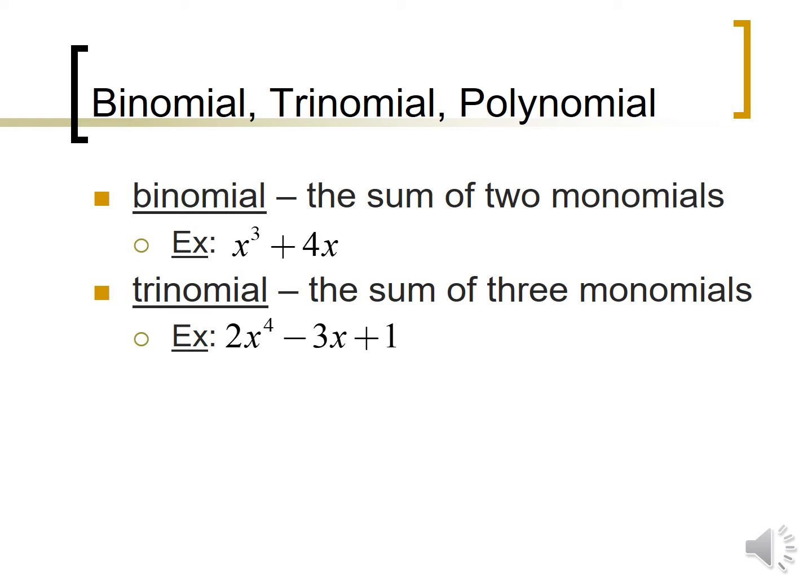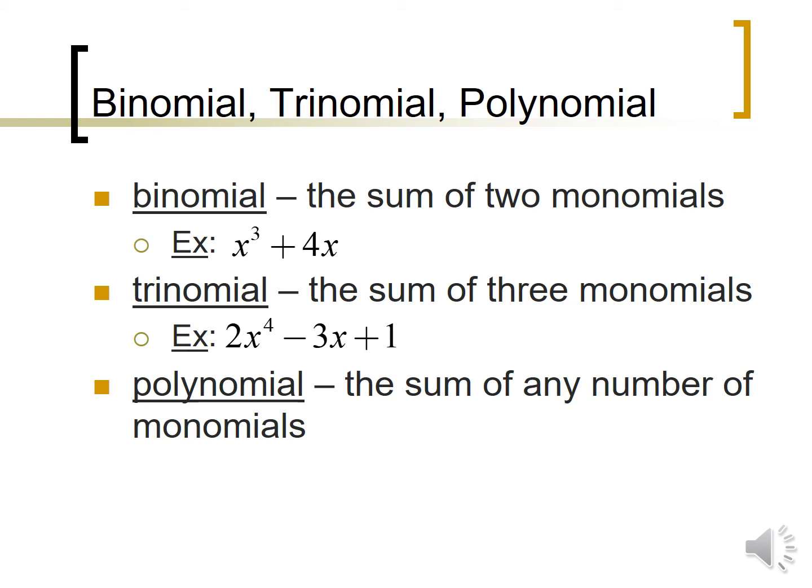And then we come to polynomials. Poly, that prefix means many, the sum of many monomials. Or really, why don't we just write this as: a polynomial is the sum of any number of monomials. For example, x to the fifth minus 3x plus 4 is a polynomial. x to the sixth minus 2x to the fourth minus 3x squared plus x is a polynomial. Actually, every single thing we've looked at so far in this PowerPoint is an example of a polynomial.